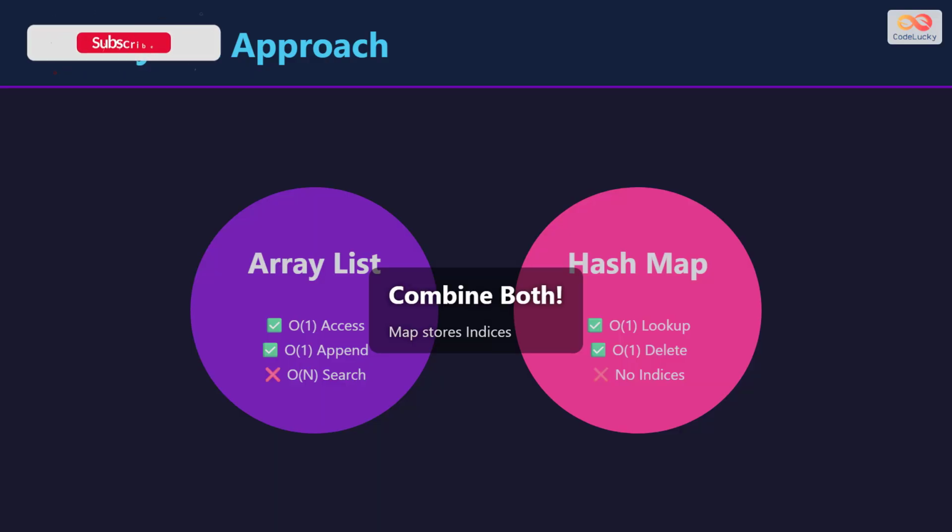The solution is to combine them. We use a dynamic array, like an array list or vector, to store the actual elements. This gives us O of 1 access by index. Simultaneously, we use a hash map to store the mapping from the value to its index in that array. This gives us O of 1 lookup and deletion capabilities.